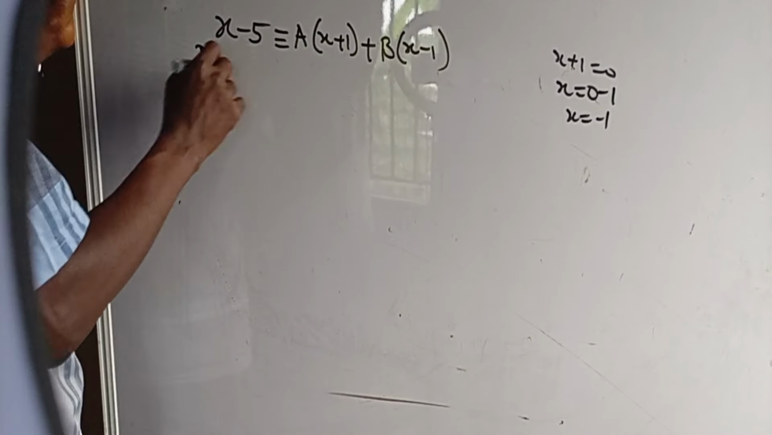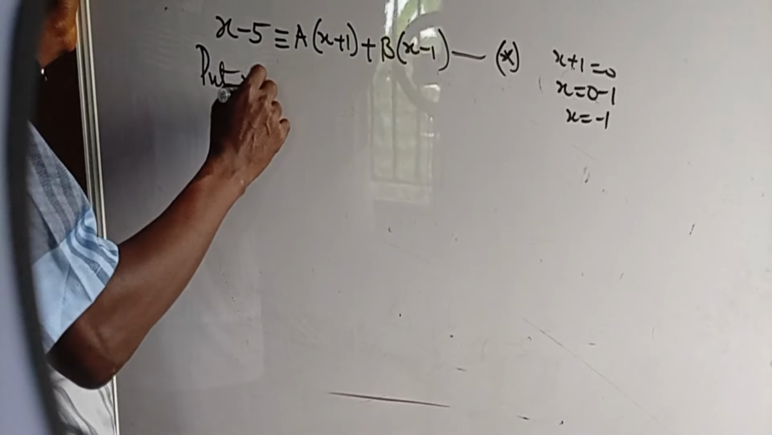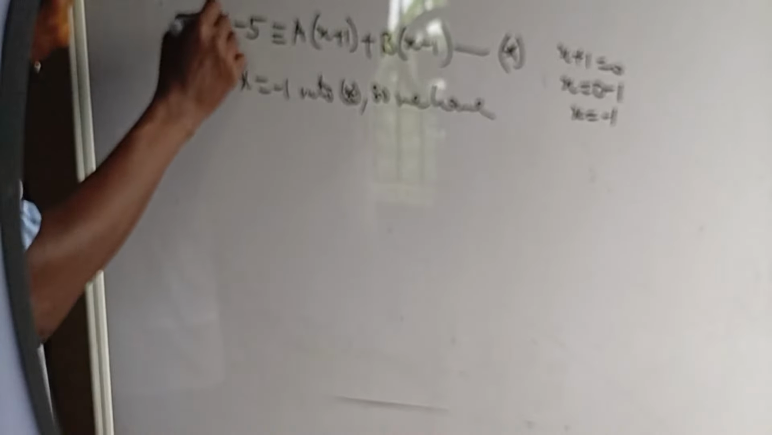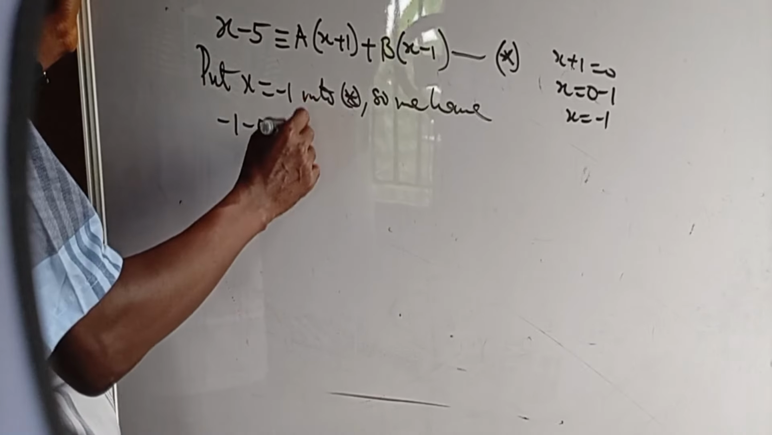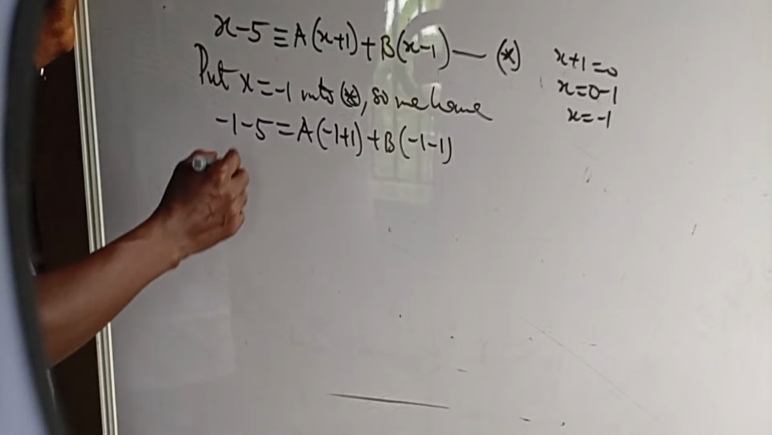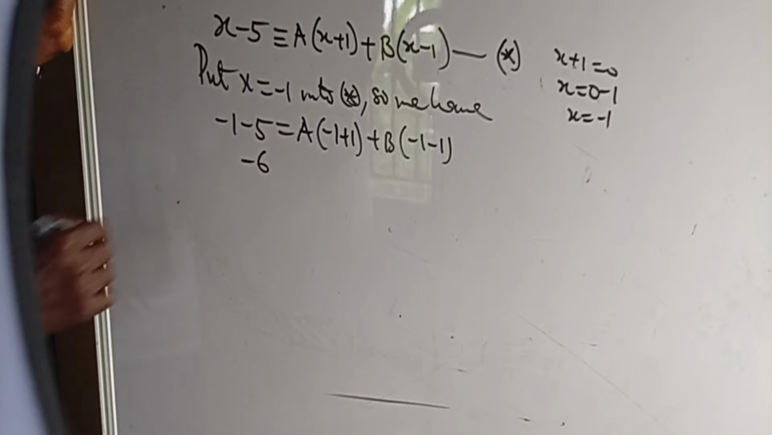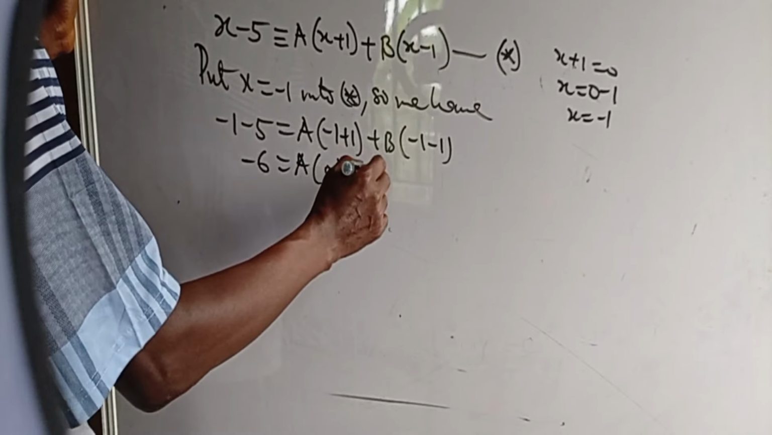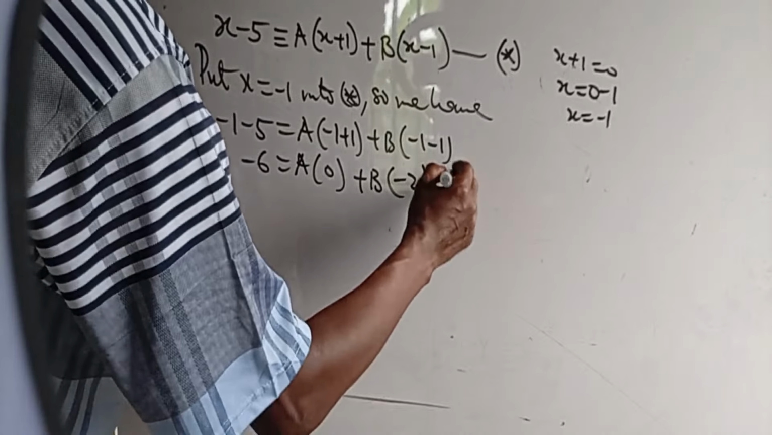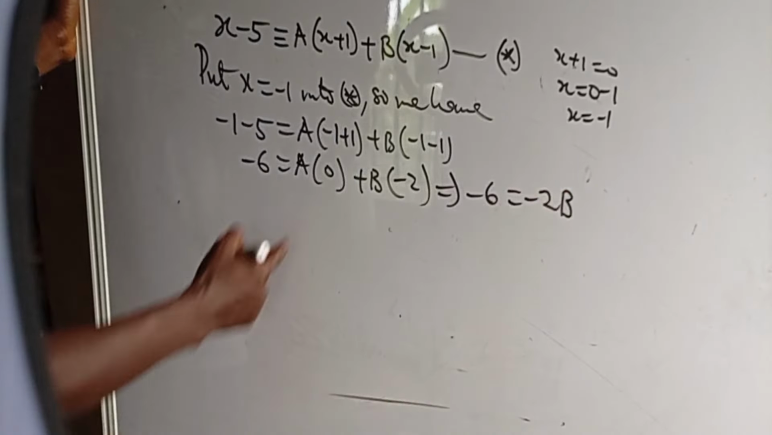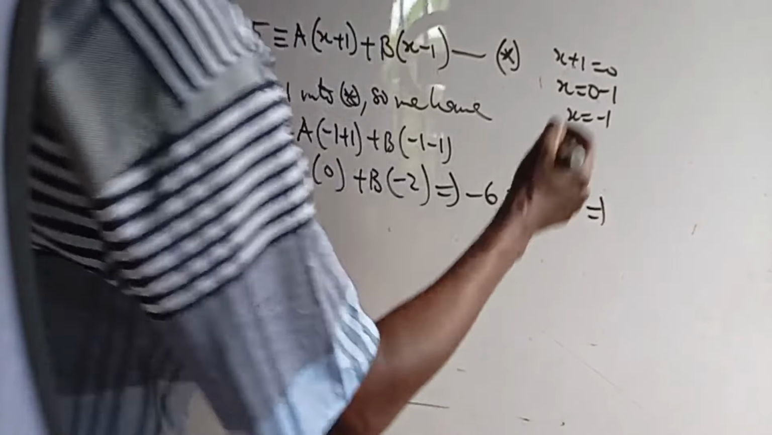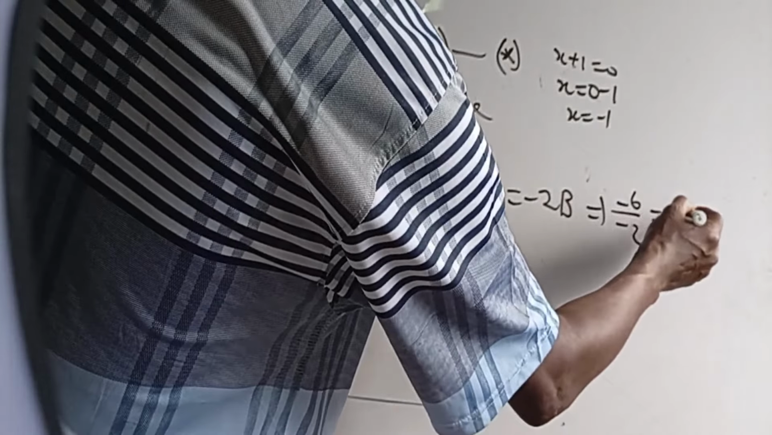Okay? So now we can call this equation asterisk. Put x equals minus 1 into asterisk. So we have minus 1 minus 5 equals a into minus 1 plus 1 plus b into minus 1 minus 1. This is minus 6, because minus 1 minus 5 is minus 6, and it is equal to a into 0 plus b into minus 1 minus 1, that's minus 2. So this is 0, everything here is 0, so it implies minus 6 equals minus 2b, since b times minus 2 is minus 2b. Now, how do we get b? Divide both sides by minus 2. Minus 6 all over minus 2 is equal to minus 2b all over minus 2.